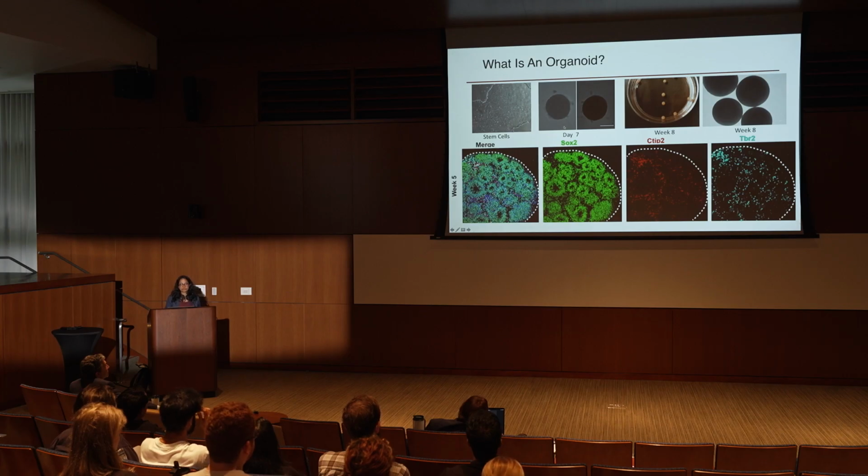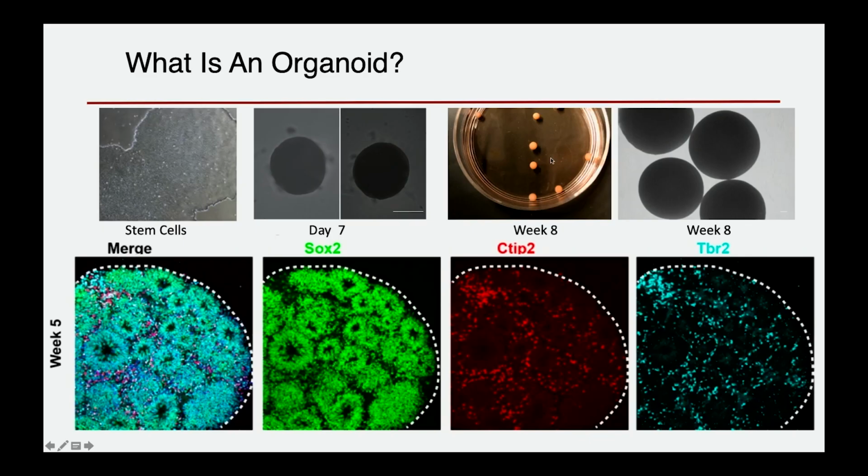We do this in individual 96-well plates, and by the time they're about 3 weeks old, we move them to 6-well plates where they have many in a 6-well, and you can see what they look like here at about week 8. When we fix, section, and stain these, we can see that at week 5, they have these beautiful rosettes. These are the radial glia, marked by SOX2, that give rise to intermediate progenitor cells marked by TBR2 or EOMES, and CTIP2 marking deep layer populations.